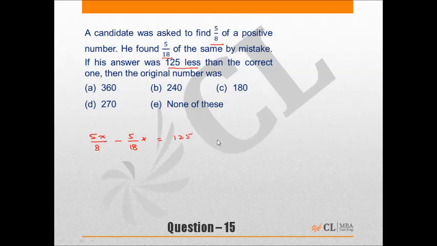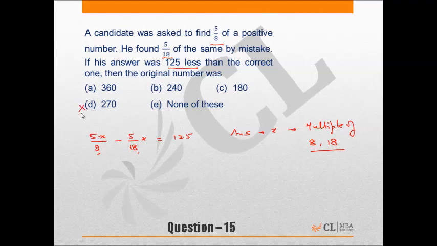Now this should tell you that the original number, x, should be a multiple of 8 as well as 18. Because we are finding 5/8 of x, it should be a multiple of 8. We are finding 5/18 of x, so again x should be a multiple of 18. So if the number has to be a multiple of 8 and 18, the choice which is not a multiple of 8 and 18 has to be incorrect. Okay. Now look at the choices.